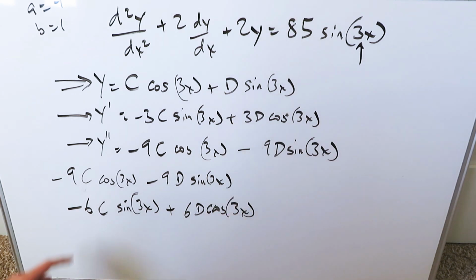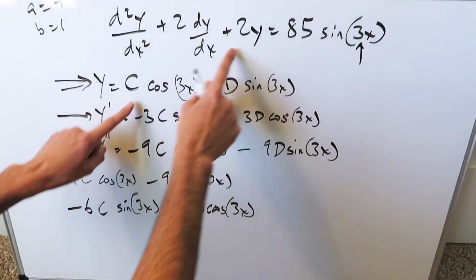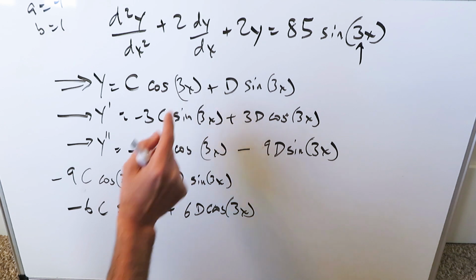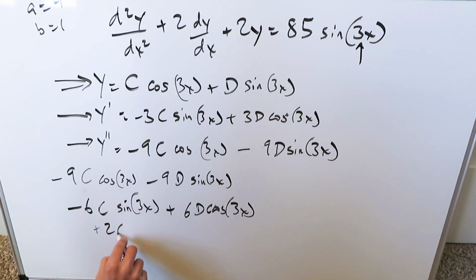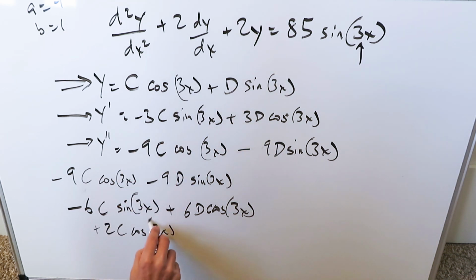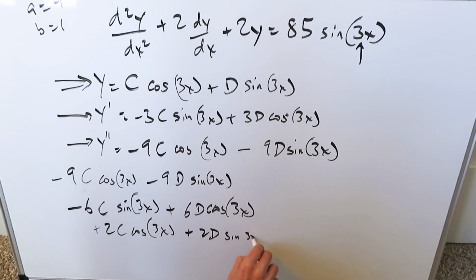That's what I have. And then lastly, my 2 times your basic 0 order derivative. When you do that, you'll have a plus 2c cosine 3x. And then you will have here a plus 2d sine 3x. Now coalesce or collect all of your items.